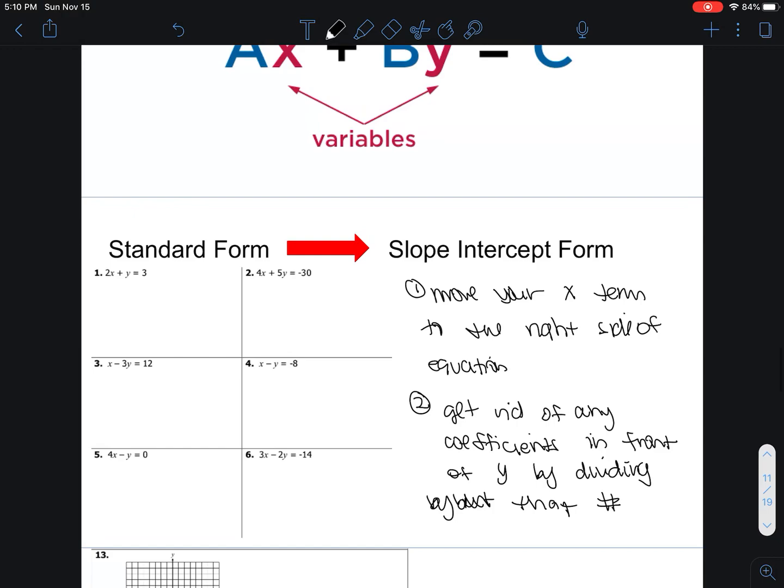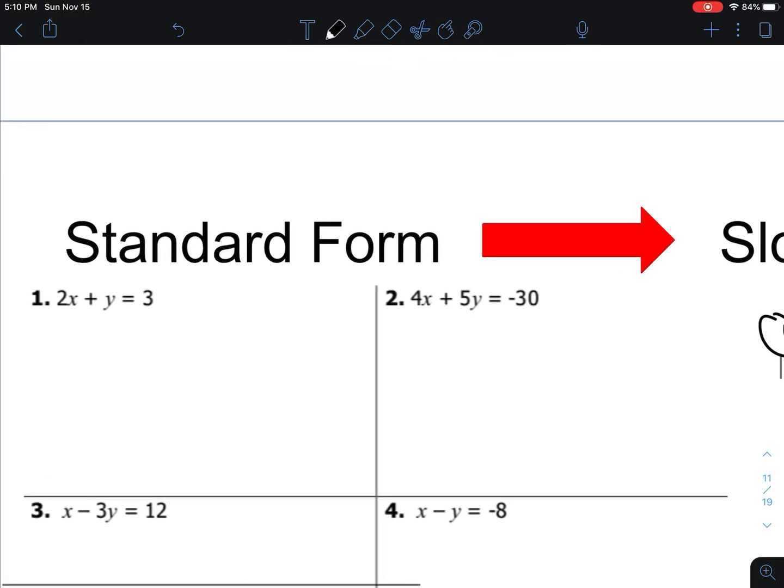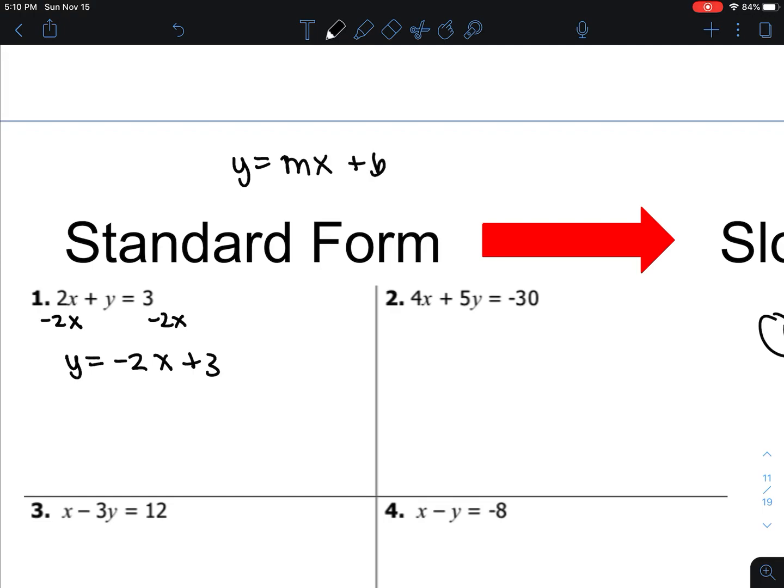Okay, so we have this first example, 2x plus y equals 3. We want to move our x to the other side. The way we do that is subtract 2x, right? We have plus 2x, we want to get rid of it. The opposite, which is minus 2x. We're left with y is equal to negative 2x plus 3. The reason why I'm putting my x term in front of my constant is because that is the way that standard slope-intercept form is. Y equals mx plus b. Our x term is in front of our constant.